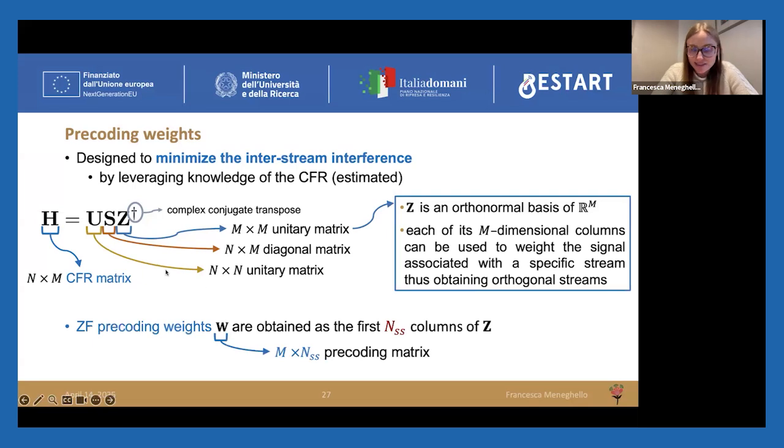And this is how it is done. So the precoding weights are obtained from this matrix by selecting only the columns that we need. Here we have a maximum of M columns, but we said before that we can transmit only a number of streams that is smaller with respect to the available transmitting antennas. So we will select the columns that we need for our spatial streams, and we use this matrix to combine the different spatial streams differently at the different antennas in order to create orthogonal transmissions.